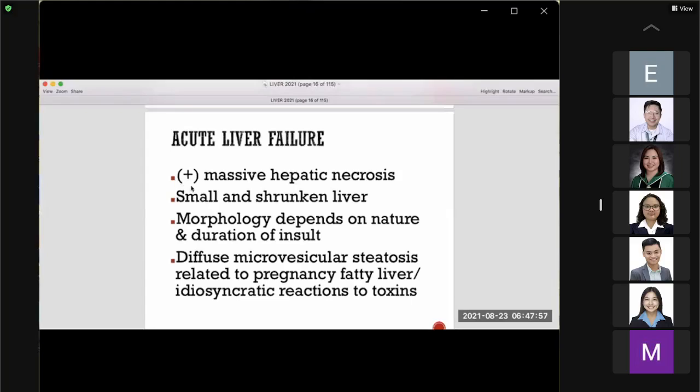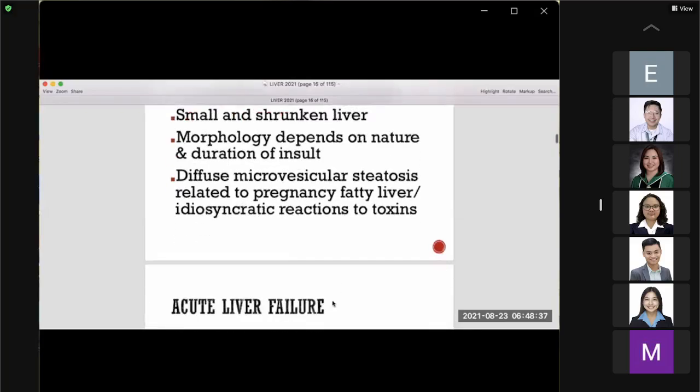Morphologically, we get to observe the presence of massive hepatic necrosis. The liver can be recognized as having this gross morphology: it is small and shrunken. The microscopic morphology, of course, would depend on the nature as well as the duration of the insult. So we can see diffuse microvesicular steatosis or fatty change, which can be related to pregnancy, fatty liver, and also idiosyncratic reactions to certain toxins that the individual is exposed to.